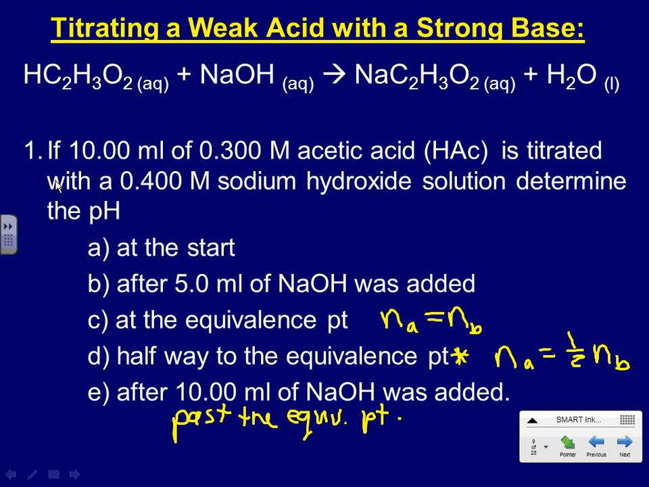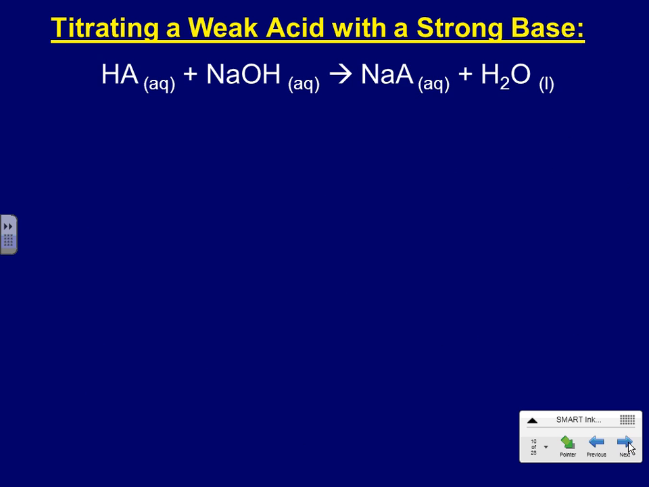So in order to analyze a weak acid and a strong base, we need to get some equations down and some ideas down. So just in general, I'm going to deal with HA and sodium hydroxide, and then that's going to become sodium acetate. Again, this particular thing is going to be the conjugate base and then water. So I'm going to have the acid, strong base, it's going to become the conjugate base, and then water.